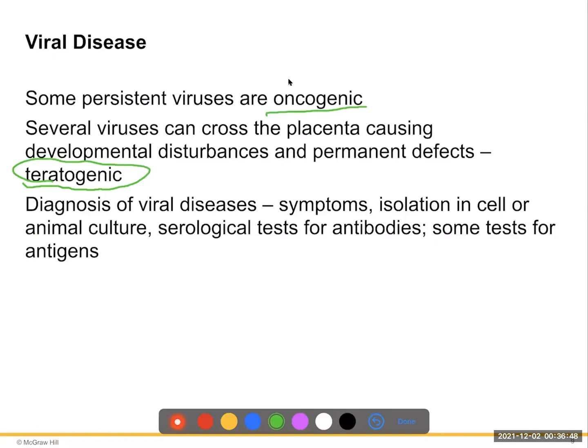Diagnosis of viral diseases: symptoms, isolation in cell or animal culture, serological tests we can do for antibodies, and some tests for the different antigens produced by the virus.